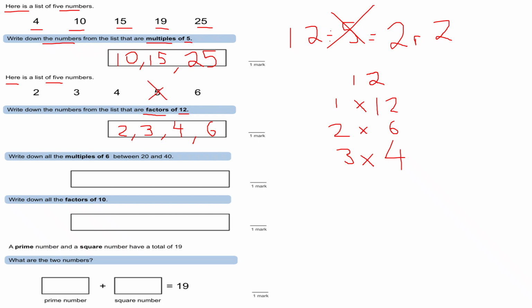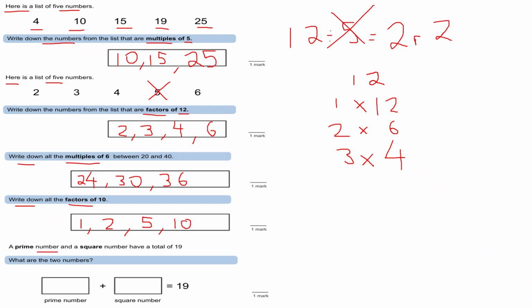Okay, this next one, write down the multiples of 6 between 20 and 40. So you've got 18, then 24, then 30, then 36. The next one will obviously be 42, which is bigger than 40, so I have to stop there. Next up, write down all the factors of 10, that'll be 1, 2, 5, and 10. So all the numbers that go into 10 cleanly without a remainder, with no remainder, that's key.